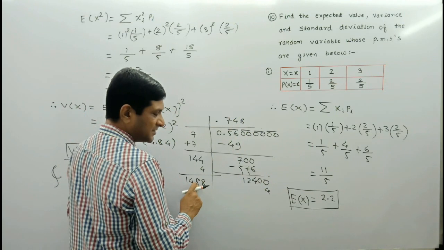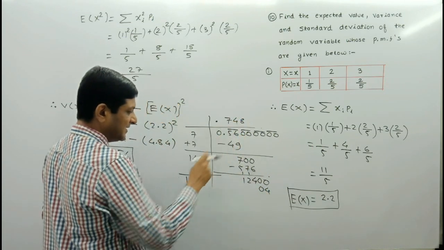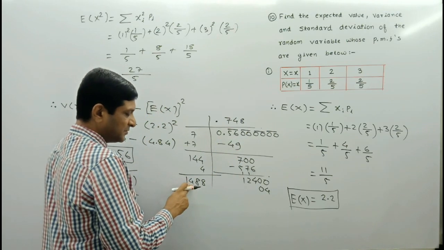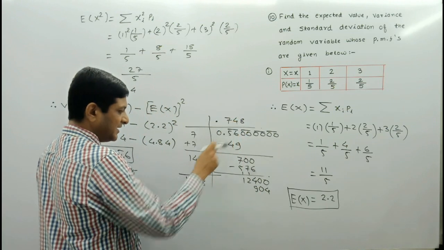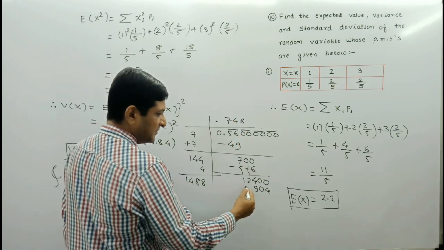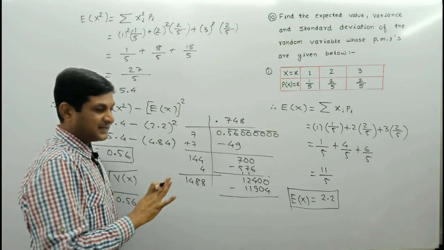8 into 8 is 64 plus 6 will be 70. So carry 7. 8 4s are 32. 32 plus 7 is 39. Carry 3. And 8 ones are 8. 8 plus 3 will be equal to 11. So we are very close to this number, means we have taken correct value.